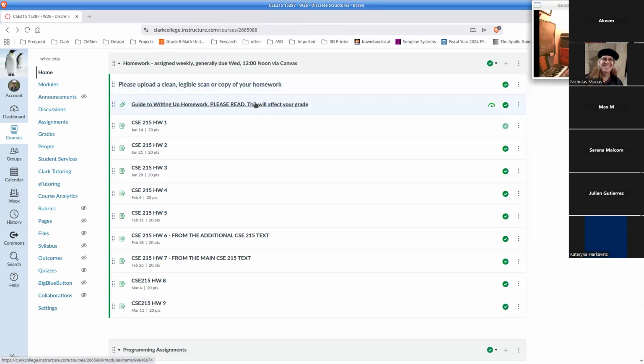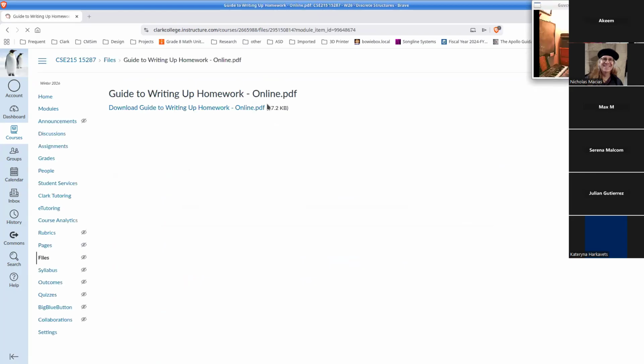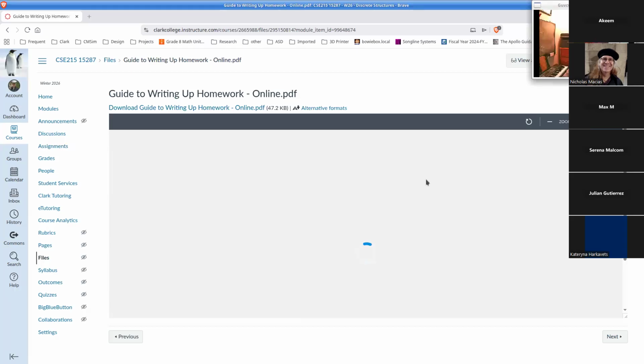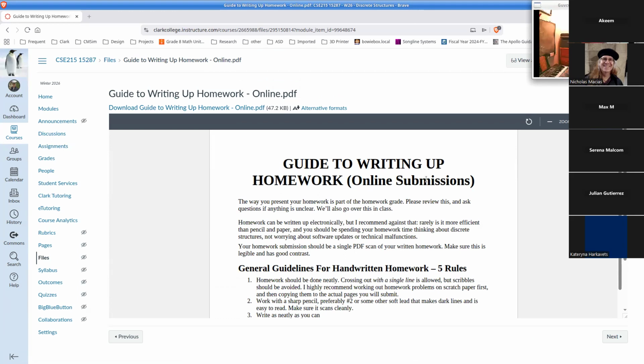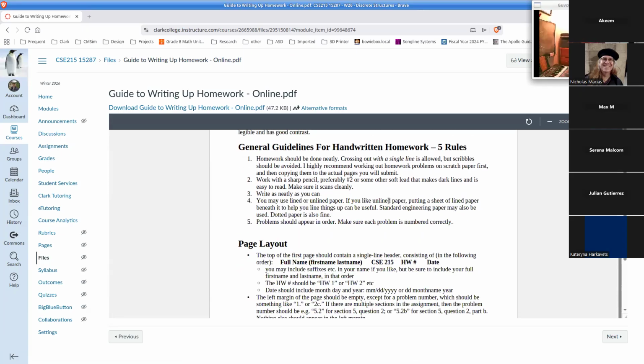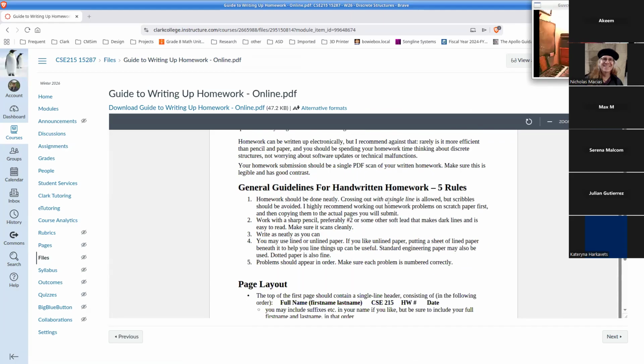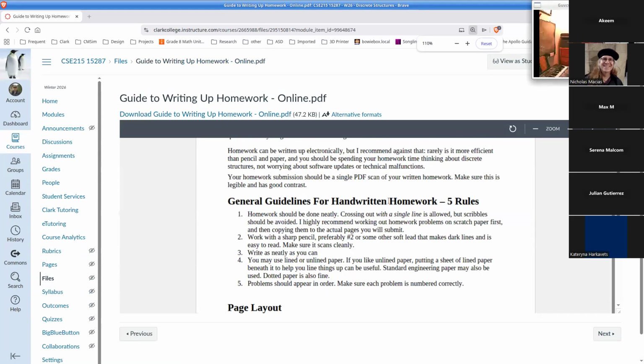So I also posted in the beginning of the homework section just a short little write-up on how to write up homework. I'm not too worried about this for PDF submissions, but having a consistent way of writing up problems and doing problems will be helpful to you, and it'll be helpful for me to grade it and such. Basically 5 guidelines for doing this. Try to do your homework as neatly as possible.